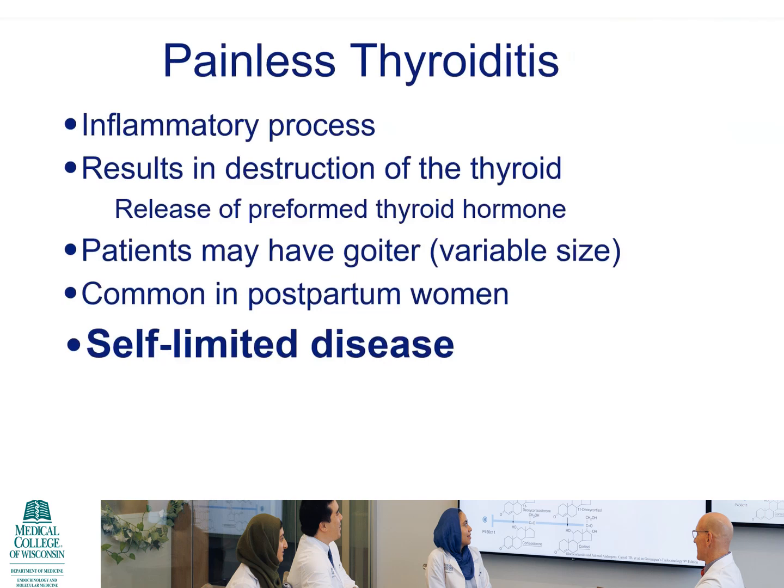And then painless thyroiditis is an inflammatory process. So that results in destruction of the thyroid. And the thyroid normally has this preformed hormone sitting around. It's kind of like a warehouse of thyroid hormone. And if you inflame it and release some of that thyroid hormone, you actually get excess levels and you get thyroid toxicosis or hyperthyroidism. Patients can have a goiter in thyroiditis, but they don't have to. It's common in the postpartum period. The important thing is this is a self-limited disease. It does not need disease-specific treatment.